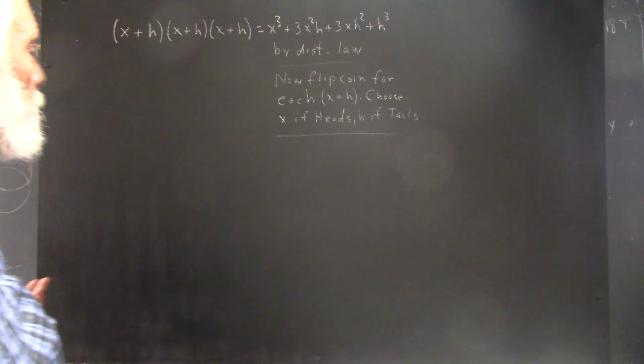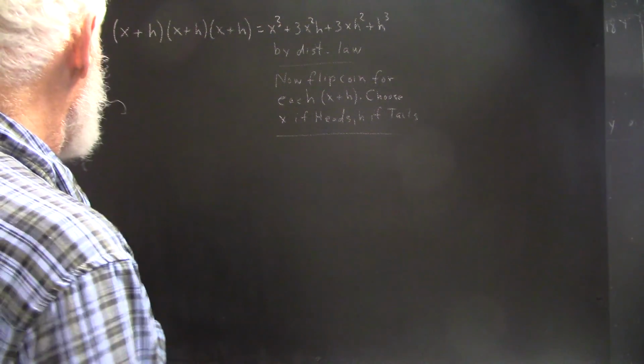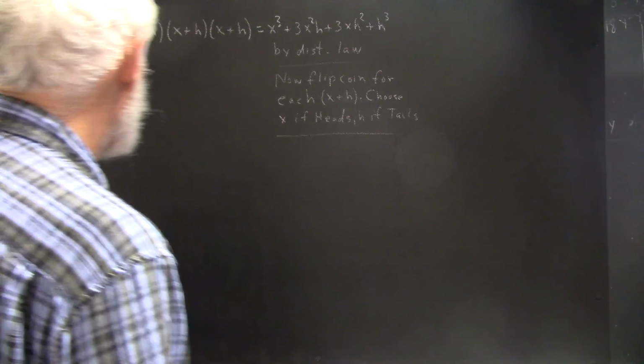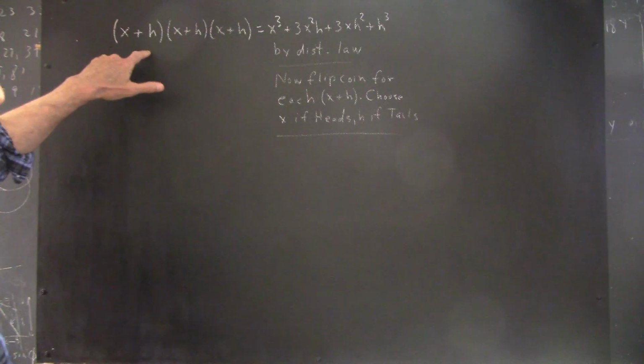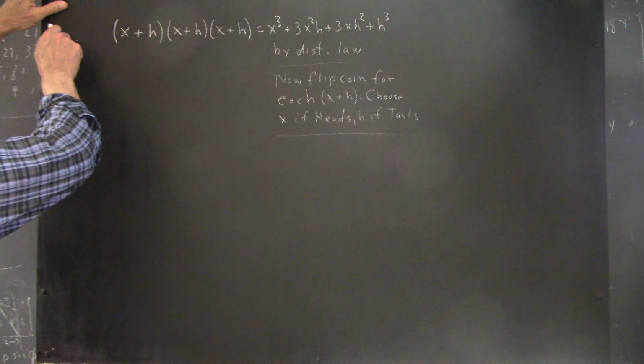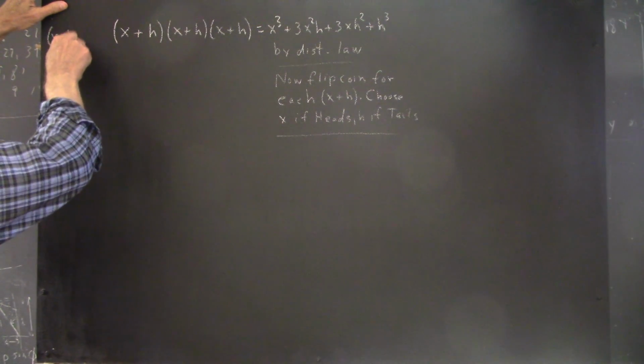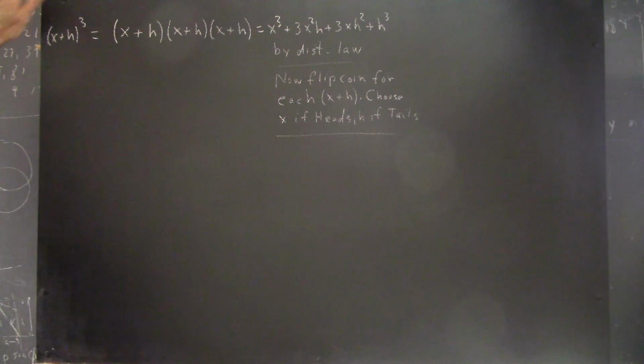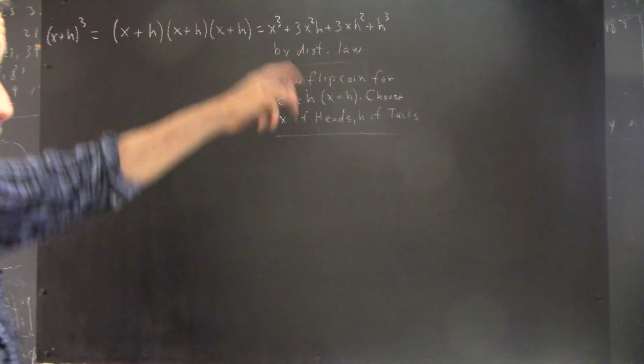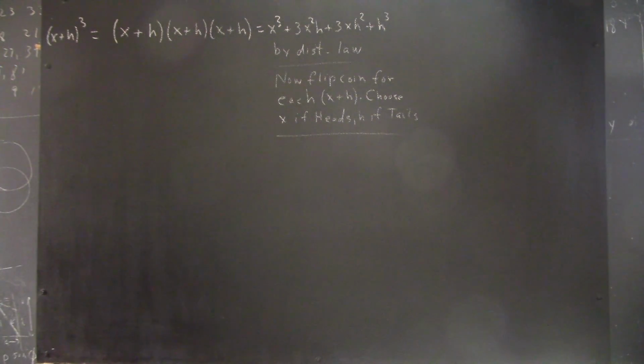Now you'll be surprised to know that flipping coins has a lot to do with expanding binomials. The binomial x plus h here is expanded to the third power. So we can write out what that means: x plus h times x plus h times x plus h.